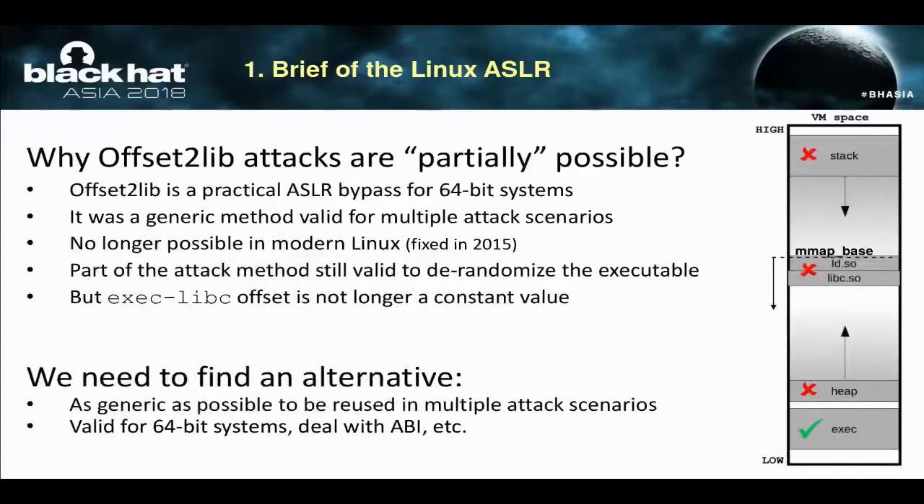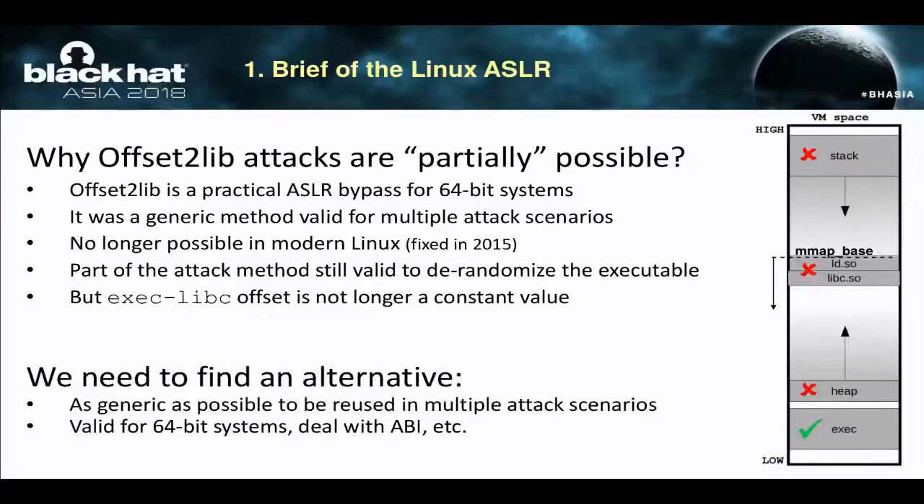When I'm saying that offset2lib attacks are partially possible: basically, offset2lib was a practical ASLR bypass. It was a generic method, valid for multiple scenarios. But three years ago it was fixed. We sent a patch to the Linux kernel, and they fixed that. Which basically means that now the executable is here, but the libraries are not here. Before our patch, the executable was joined to the libraries, so once you knew where the executable was, the libraries were at a constant offset. But we can partially use this in order to know where the executable is in memory. I will explain later on how.